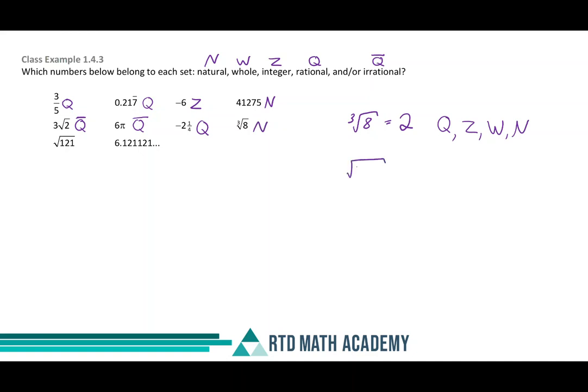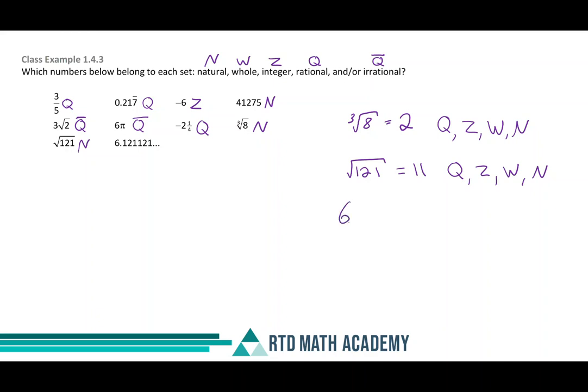We definitely recognize 121 from our perfect squares list. That is going to be 11. I know that's the 11th perfect square, or 11 times 11 is 121. And again, very similar to 2 itself, it is definitely a rational. You can call it a positive 11, therefore it's an integer. It is a whole number at 11, but it is also a natural number because it's not 0.